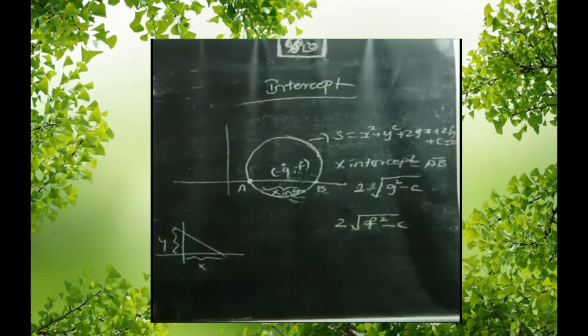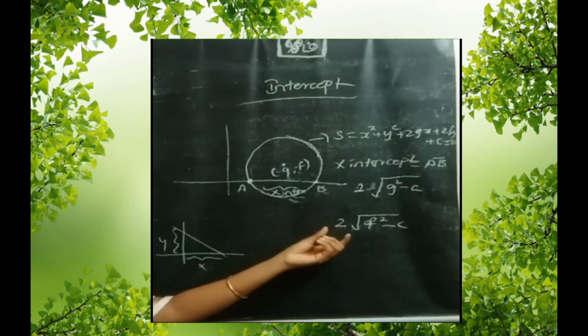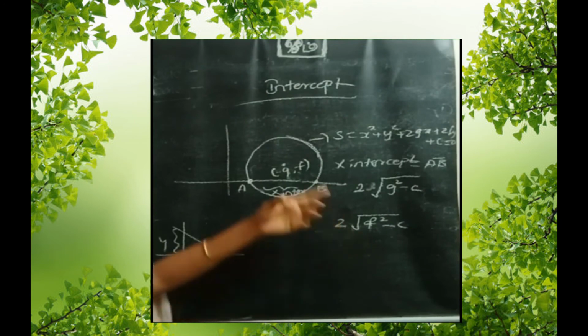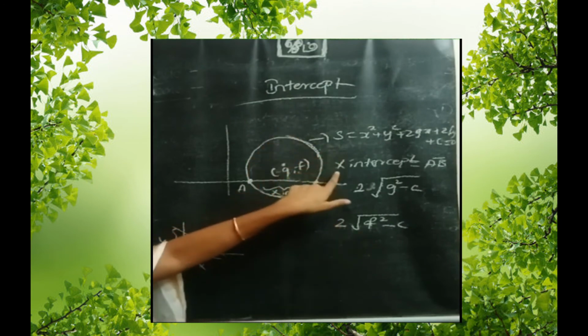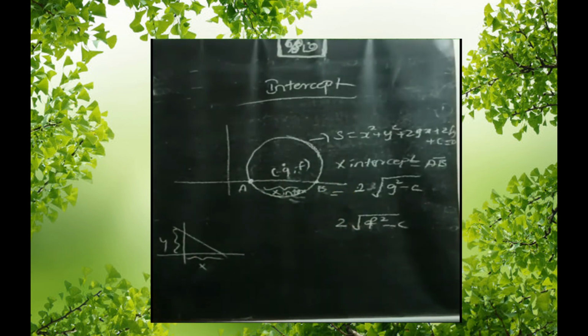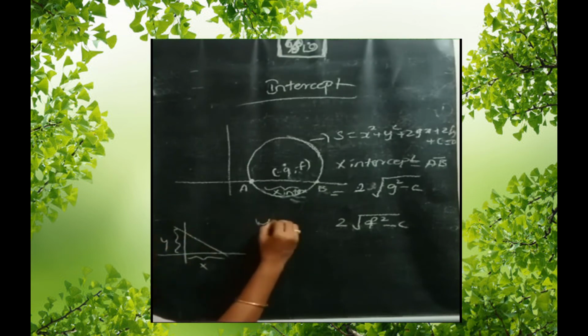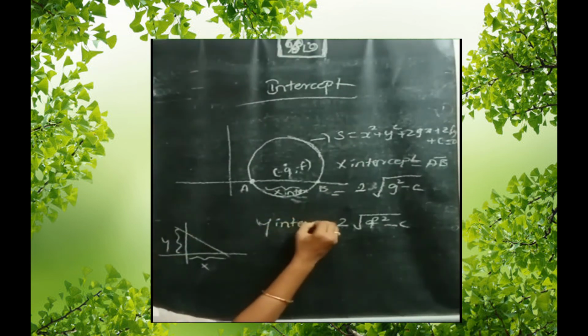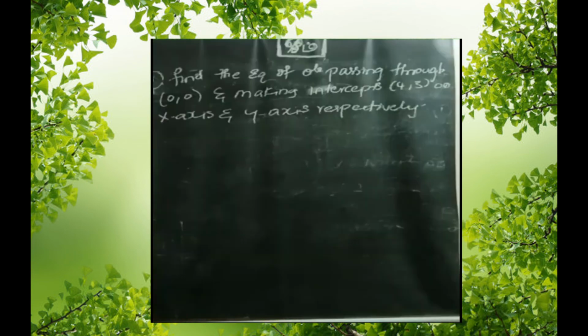This is the intercept formula. For a circle, the x-intercept is 2 root of g square minus c, and this is for the y-intercept, 2 root of f square minus c. Don't confuse them. So, the problem on intercept.